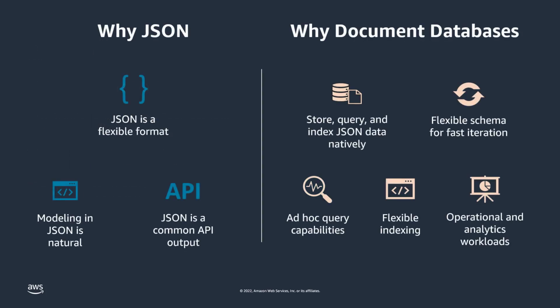With Amazon DocumentDB, data is stored in JSON format, and JSON is one of the most widely used languages because of its simple markup, easy to read format, and lightweight composition, which makes it easily transferable from system to system. JSON is also a common API output in a wide variety of applications.